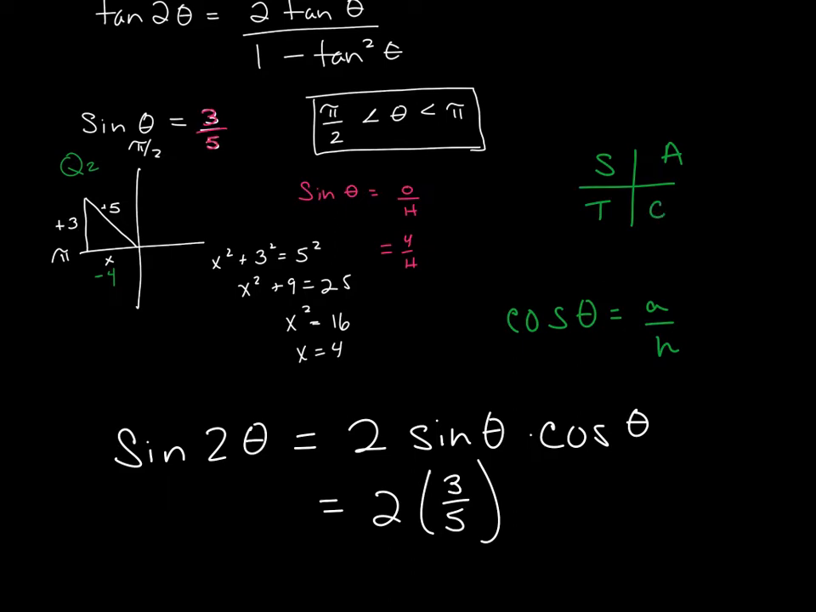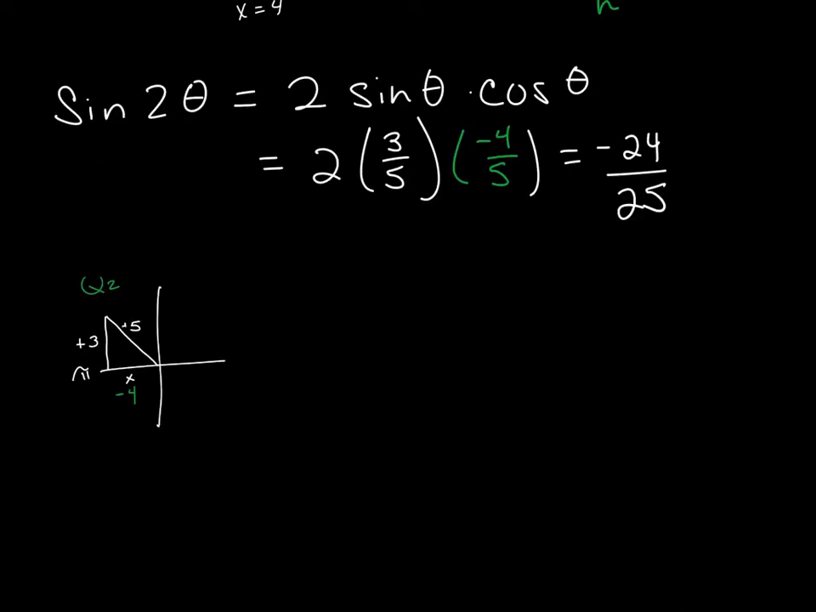And the cosine is positive in the fourth quadrant. And the mnemonic is "All Students Take Calculus." That's what we used in class. So the cosine is negative 4 over 5. So this value here, the sine of 2 theta, is just equal to negative 24 over 25.